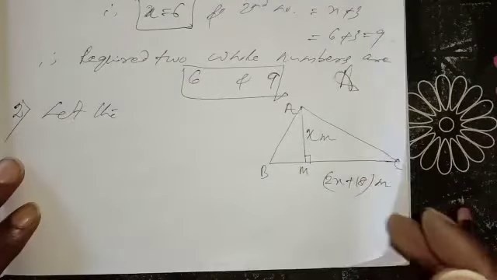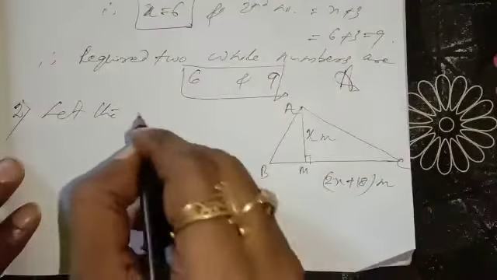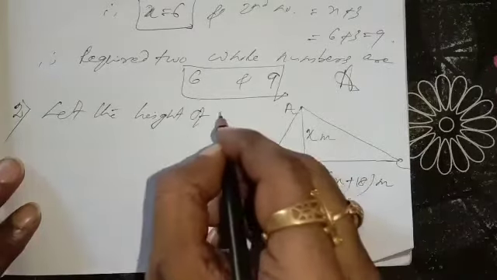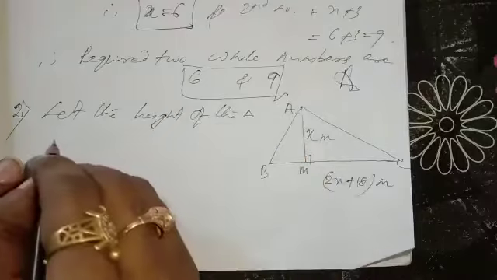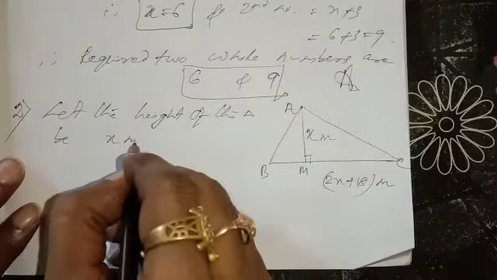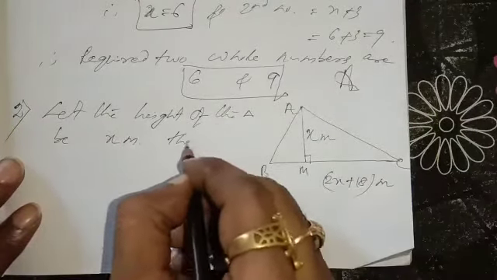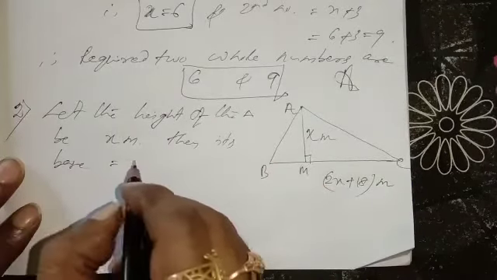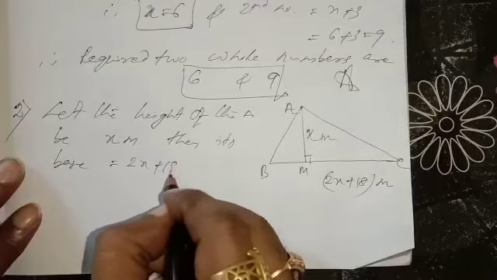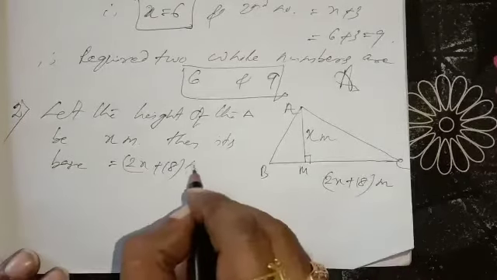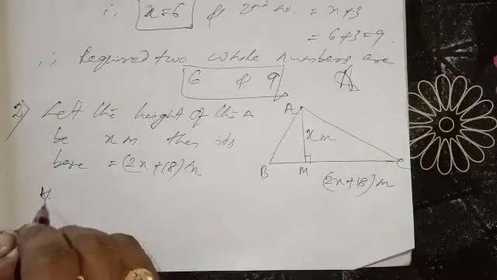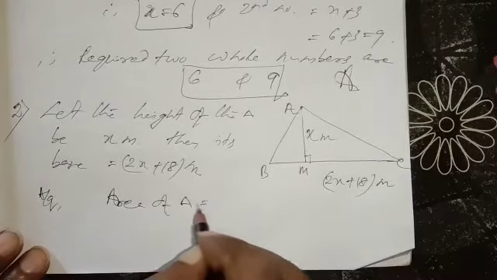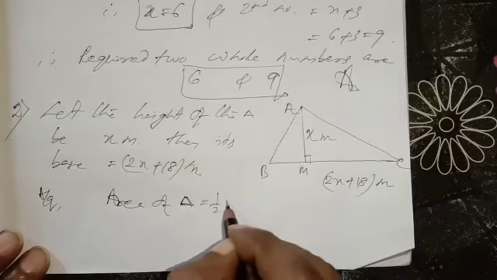So let the height of the triangle be x meter. Then its base will be how much? 2x plus 18 meters, more than 2 times, 2x plus 18 meters. Now according to the question, area of triangle formula is what? Area of triangle formula is half base into height.